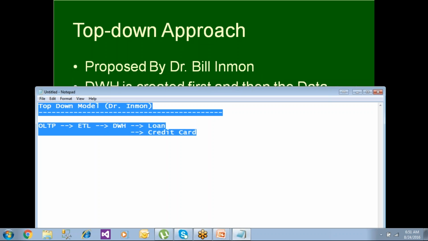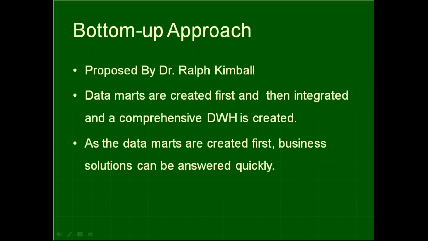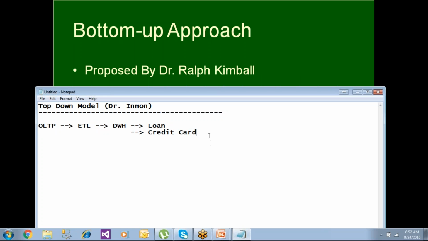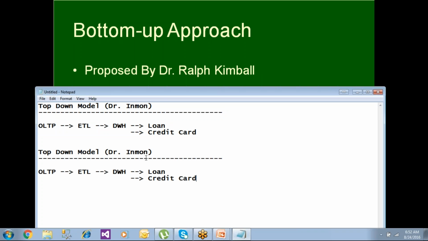But the Ralph Kimball model is known as the bottom-up approach. Data marts are created first and then integrated, and the comprehensive data warehouse is created. As the data marts are created first, business solutions can be answered quickly. For example, if I have to create loan data first, you can answer the questions very quickly in the Kimball model. So according to Kimball, it is a bottom-up approach. That you have to understand.